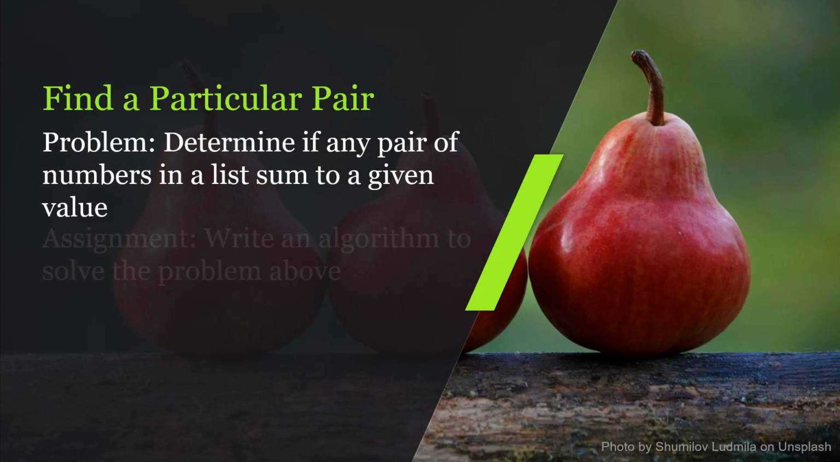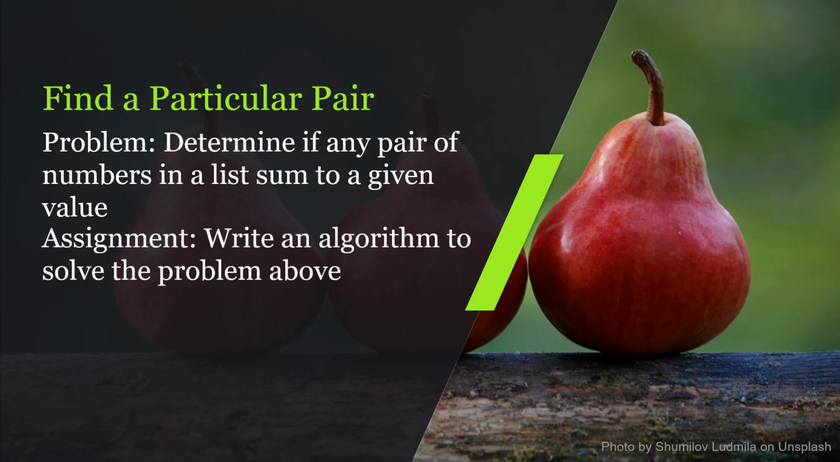So we can go ahead and assume that I'm going to give you a list of integers in no particular order, and I'm going to give you some value. Your job is to write an algorithm that will go through that list and determine if any two values in that list sum to the given value. If it does, you return true. If it doesn't, you return false.